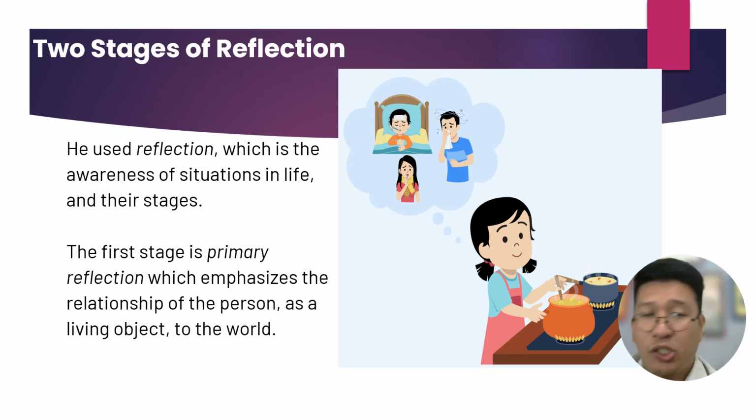He uses reflection, which is the awareness of situations in life, and their stages. The first stage is primary reflection, which emphasizes the relationship of the person as a living object to the world. In the first stage of reflection, the individual separates himself from his own body and what he is observing. He becomes an observer of his body, separated from it, and his body becomes the object. So he will have thoughts about the body as an observer.